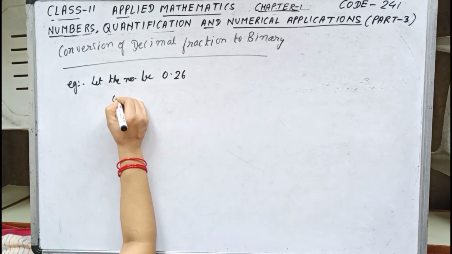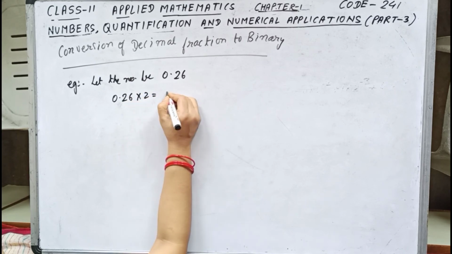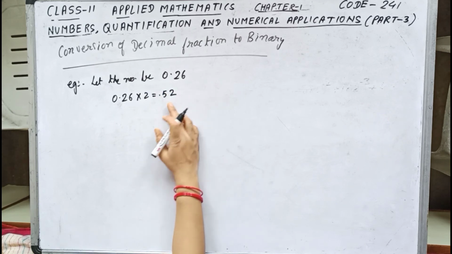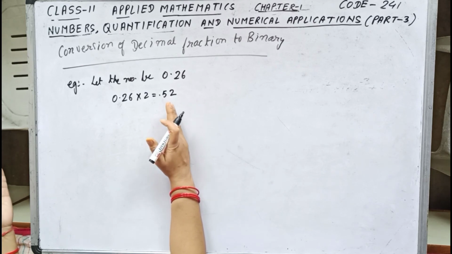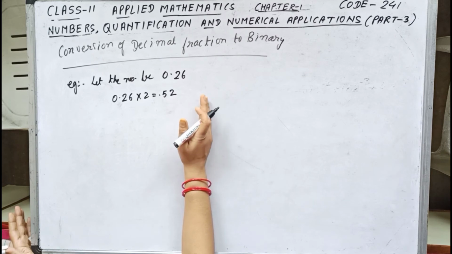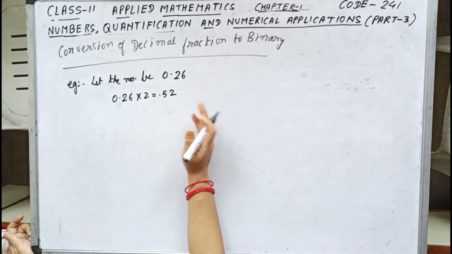So over here, 0.26 into 2 is how much? 2 6s are 12, 2 2s are 4, so 0.52. Now over here, the moment it is increasing by 1, meaning if the integral part is coming as 1, we will be writing over here with a carry of 1. But if it is less than 1, we will be writing with a carry of 0.